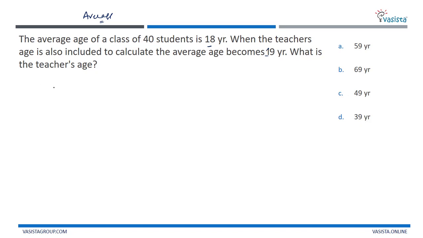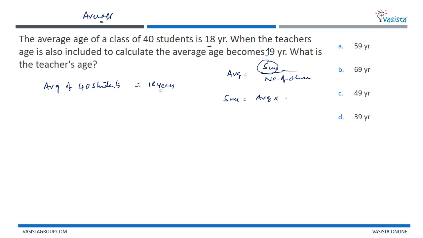First of all, they have given the average age of the 40 students is 18 years. Correct? We know that average is equal to sum of observations divided by number of observations, right? Correct. Now we need to know the sum. The sum is equal to how much? Average into number of observations, number of students.